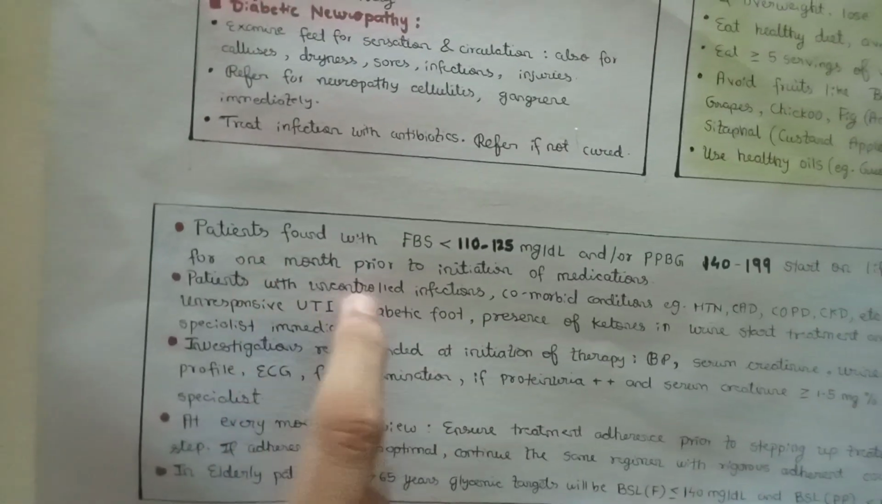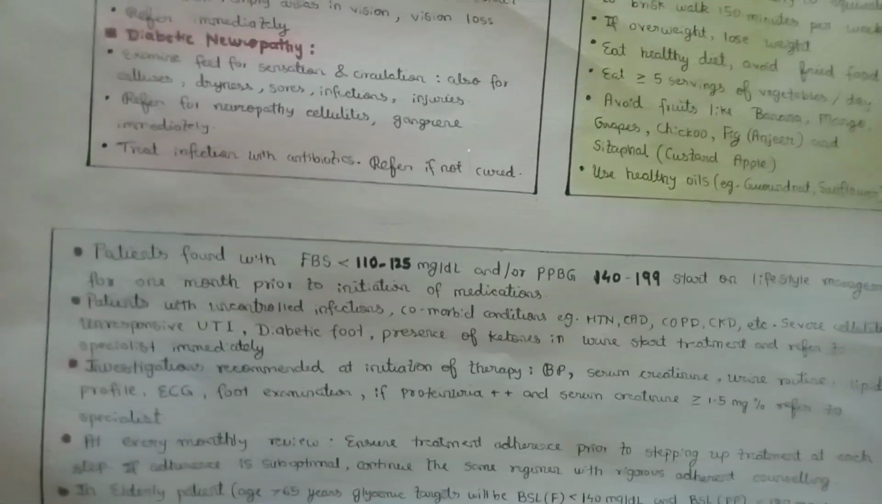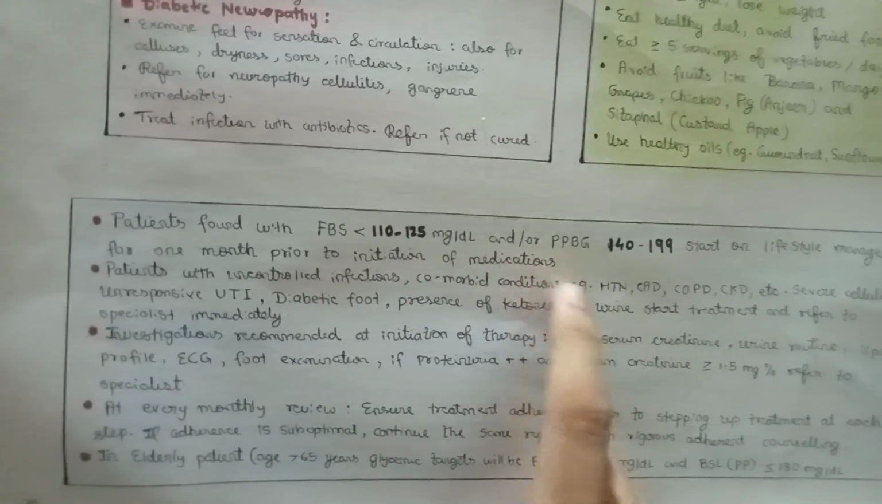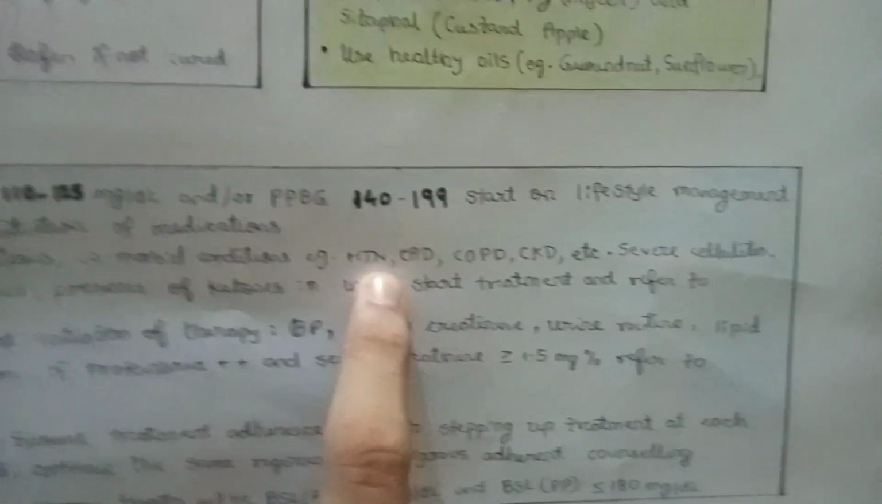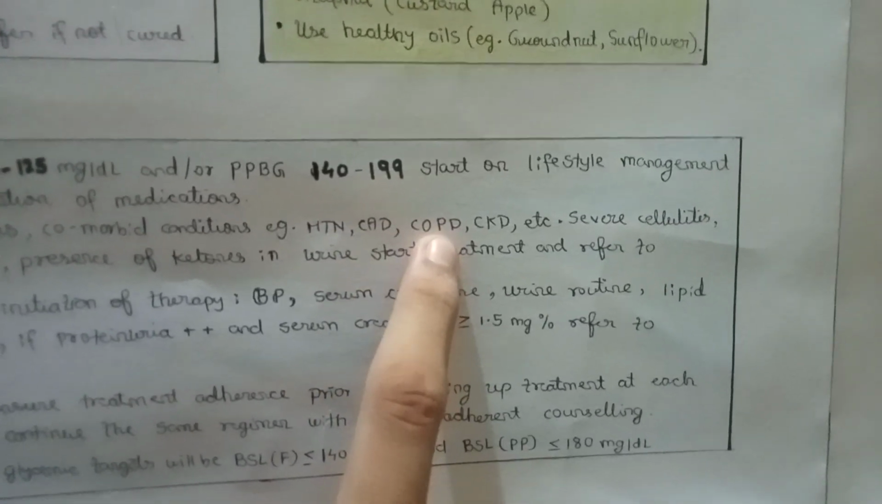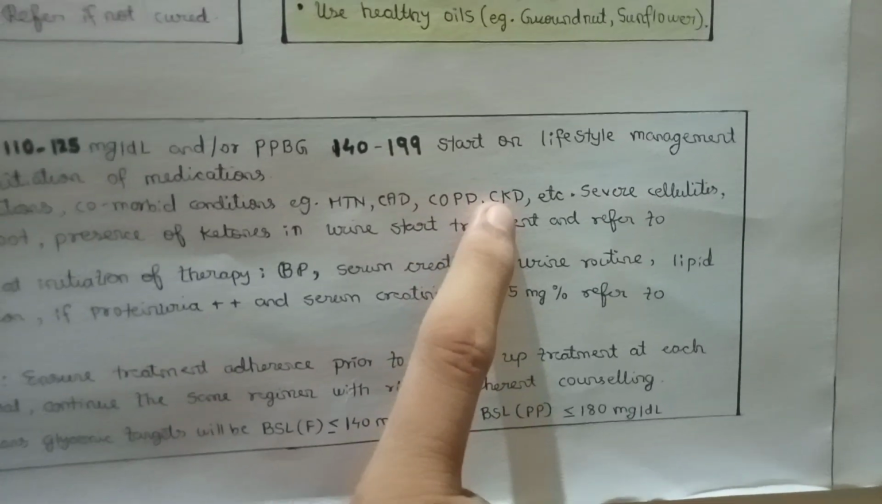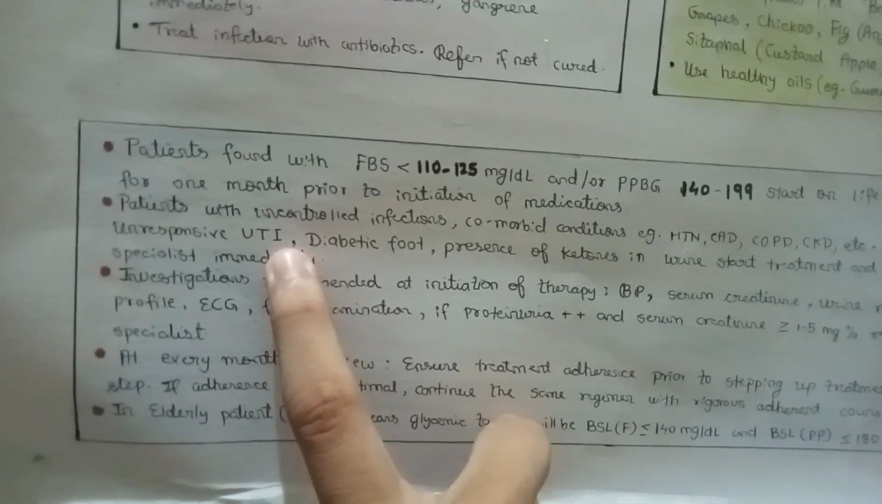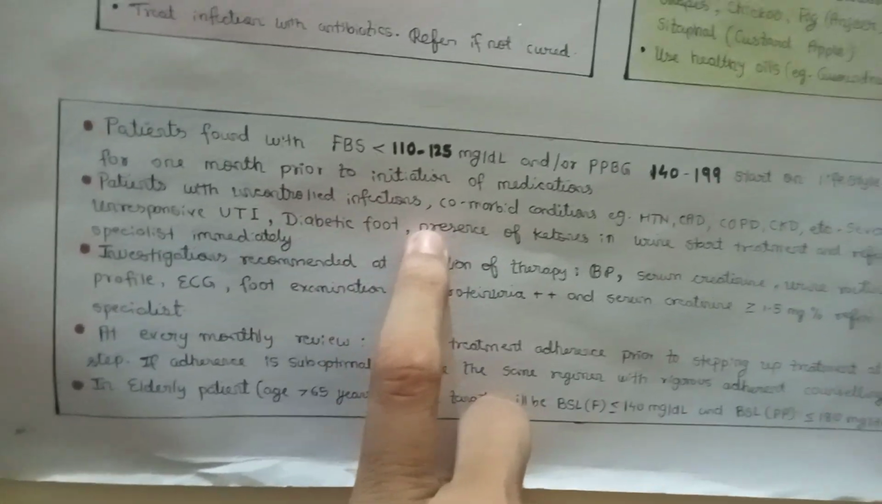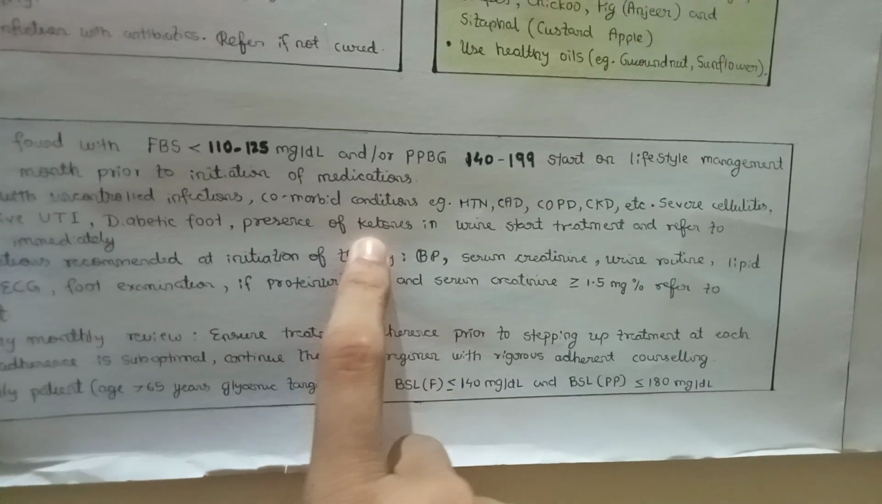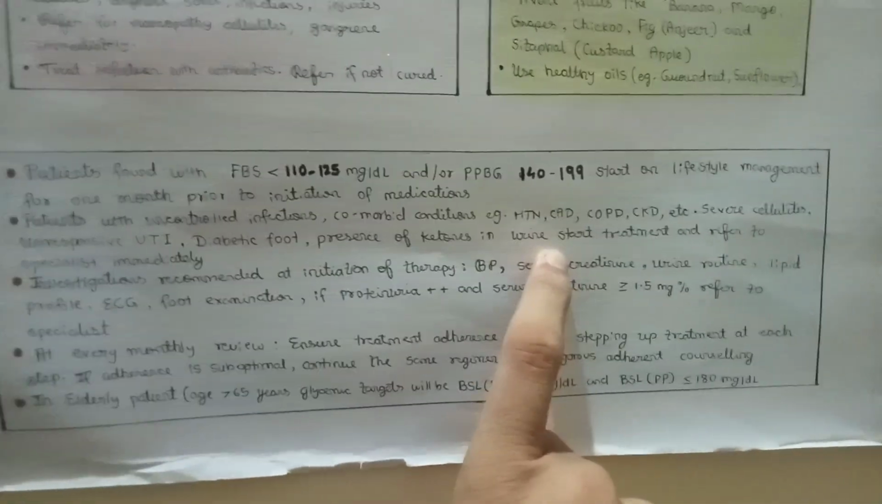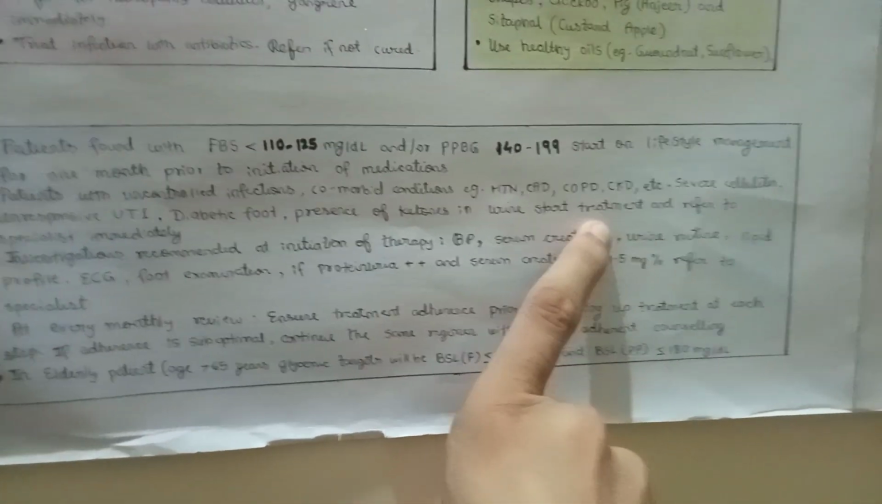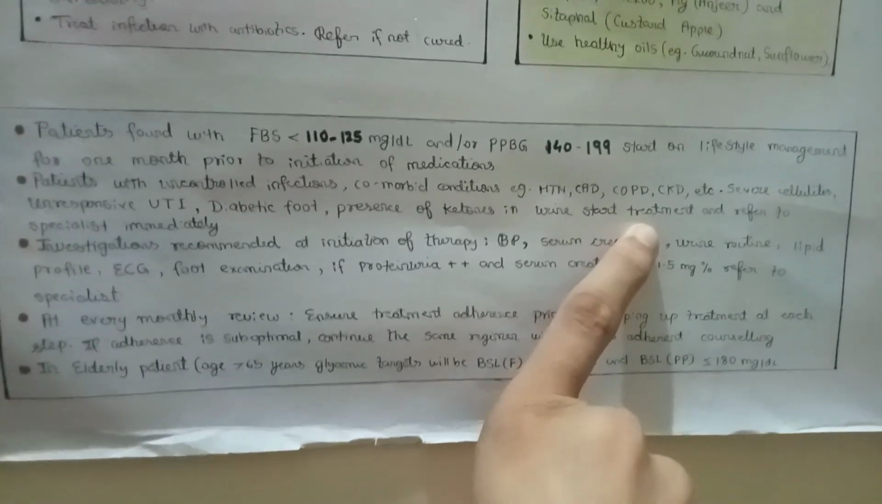Then the second point is patients with comorbidities, meaning secondary causes like hypertension, coronary artery disease, chronic obstructive pulmonary disease, chronic kidney disease, unresponsive urinary tract infections, diabetic foot, or ketone in urine, meaning ketonuria. Then start treatment with medications accordingly.